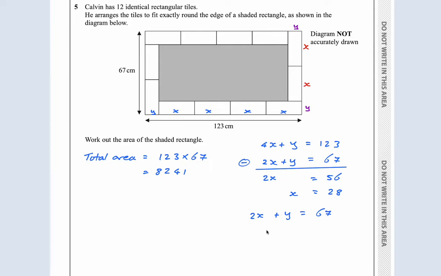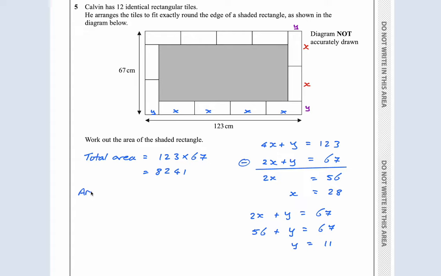X is 28. So 2 times 28 I know is 56. 56 plus y equals 67. Y is equal to 11. Okay, so now I have x and I have y.